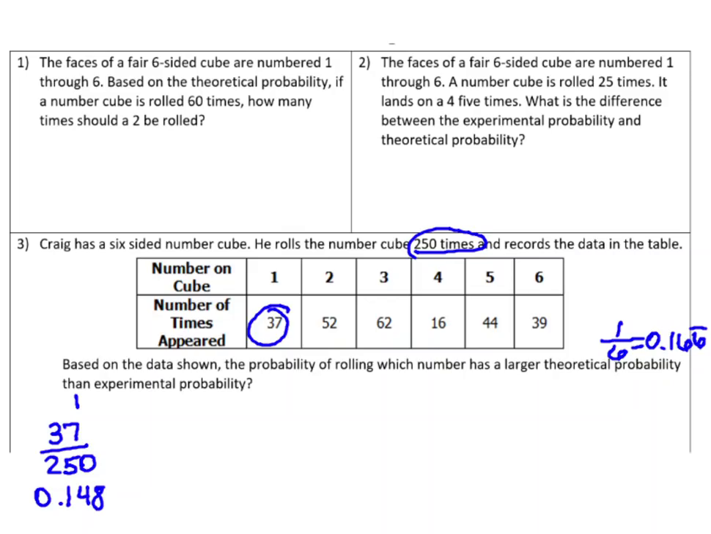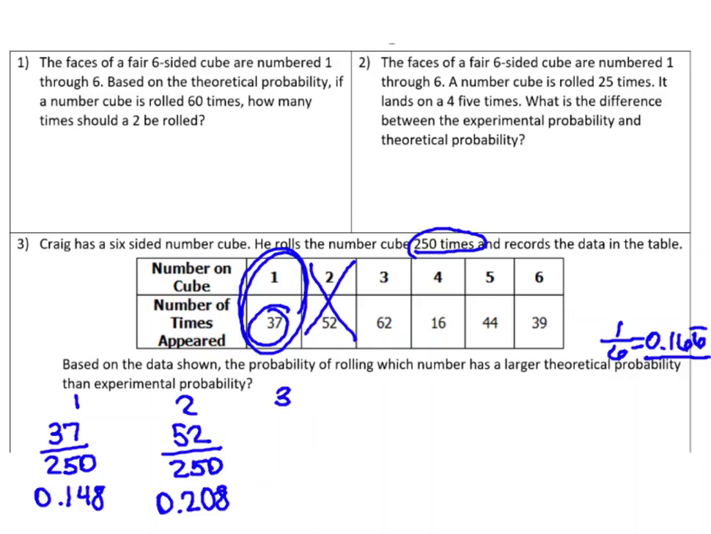So, which is bigger? It says which has a larger theoretical. So 0.16 compared to 0.148. That one is larger. Let's look at 2. If I did 52 out of 250, 0.208. That's not larger, so that one doesn't have it. For rolling a 3, 62 out of 250, 0.248. Not smaller than theoretical.